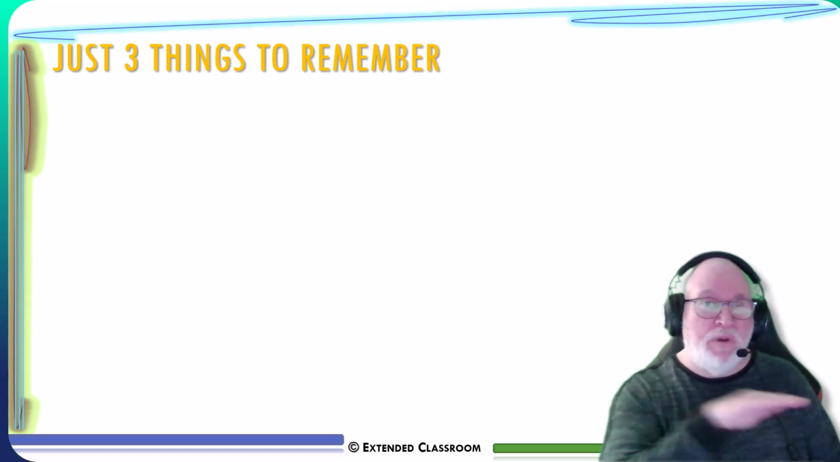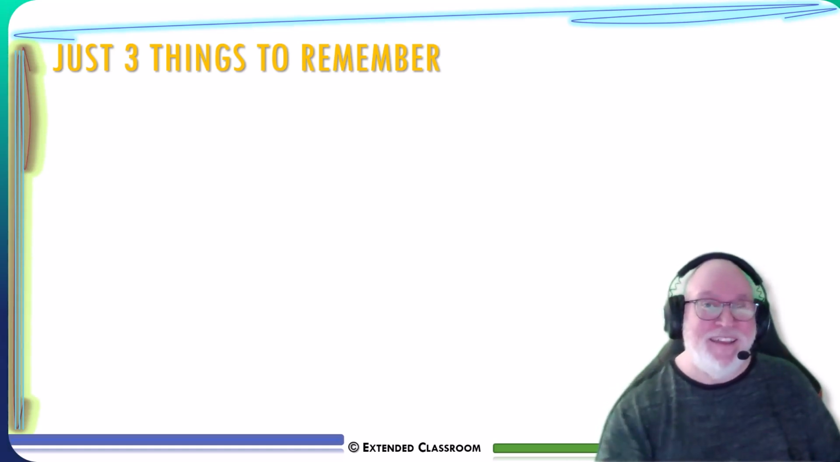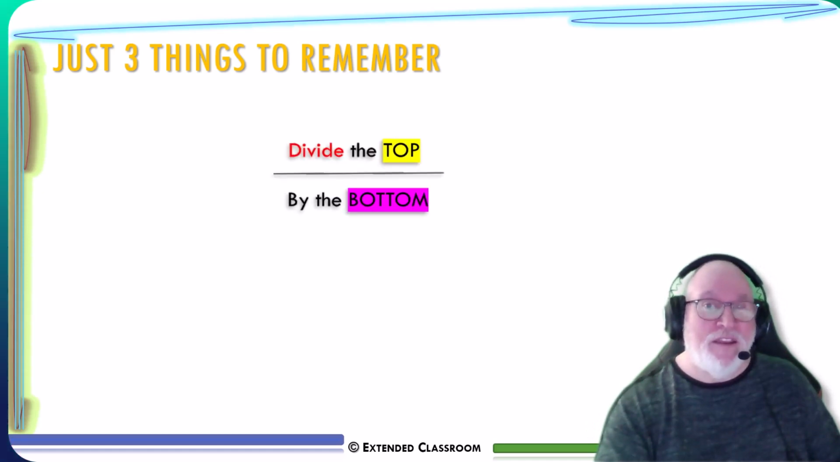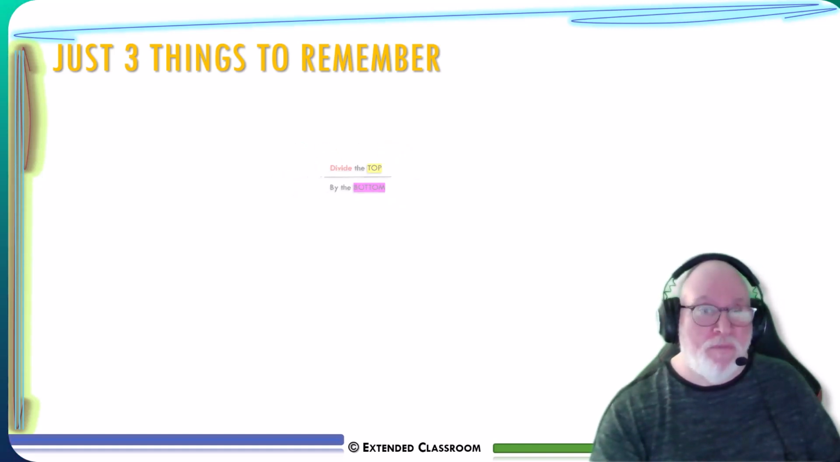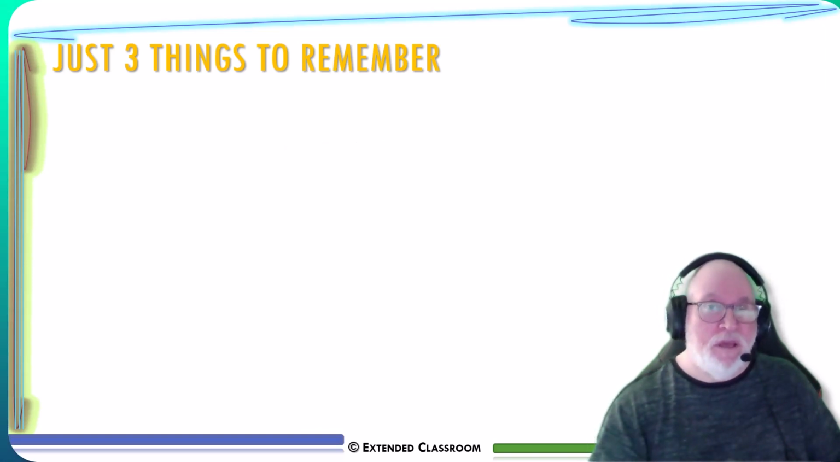Fractions, think about the line. So there's the line, okay? Divide the top by the bottom. So if you want to convert a fraction into a decimal, divide the top by the bottom. Then do your calculations. Percentages, if it's just a straight percentage increase or decrease, then you multiply it. Obviously, you just do that.